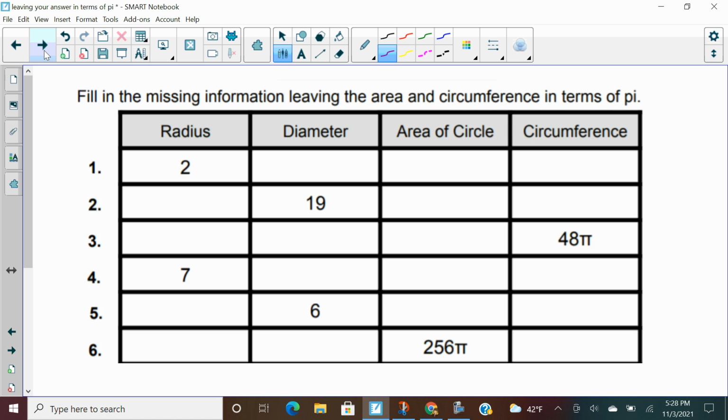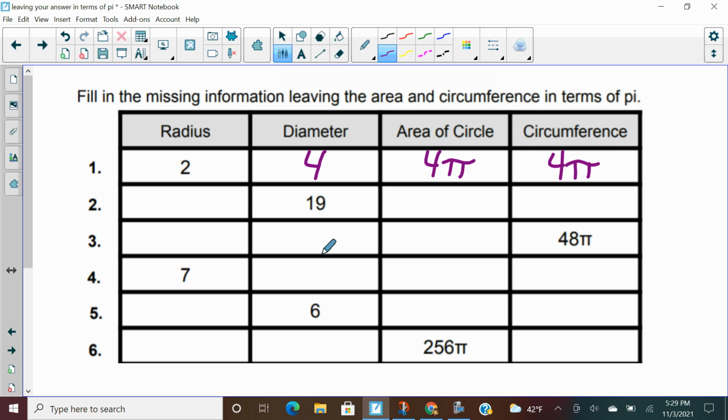For the next example, I'm just going to fill in this table. I'm going to go back and forth between finding radius, diameter, area, and circumference, all in terms of pi. If my radius is 2, my diameter would be 4. Area, I do radius times radius, so it's going to be 4 pi. And circumference is diameter times pi, so I would get 4 pi as well. It's one of the only times my area and circumference are equal.